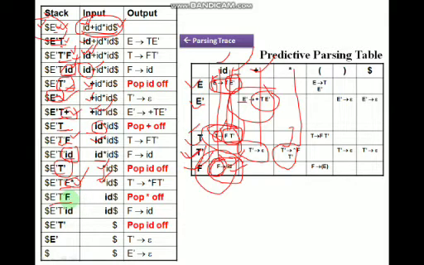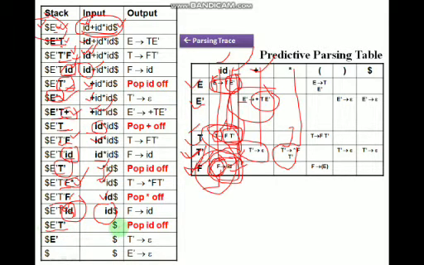Now this is F, this is id. So where is F? This is F and this is id. Again we will use what? id in place of F. So look at here, this is id in place of F. Okay, and this is id. So we will pop off id from the stack. We will get T dash E dash dollar in the stack.